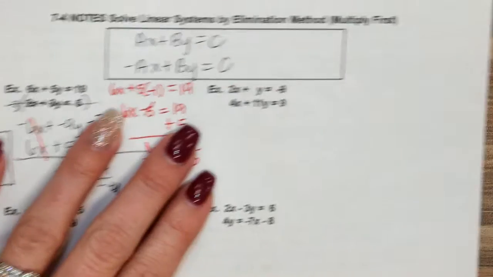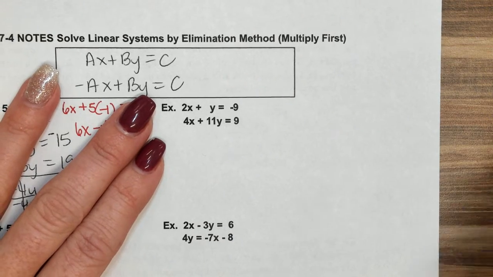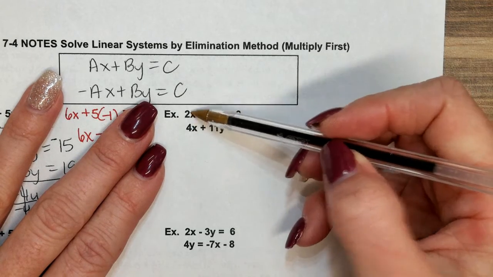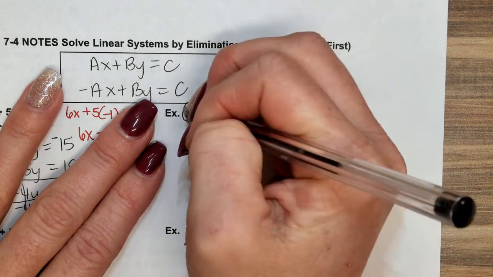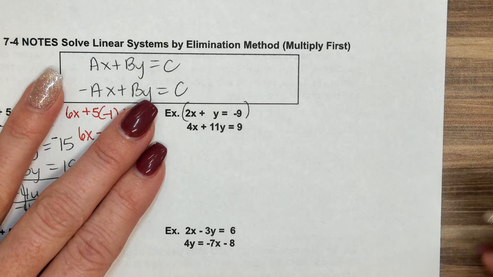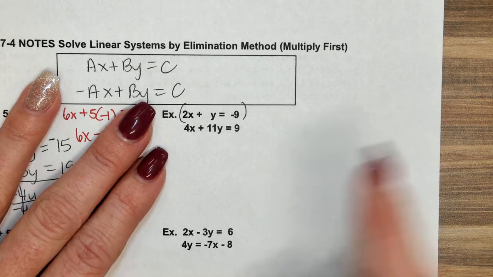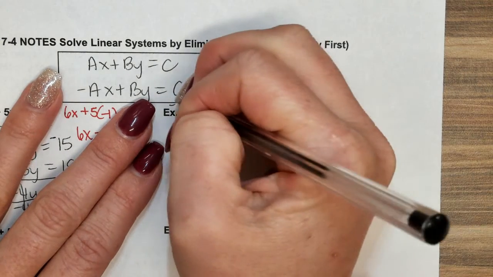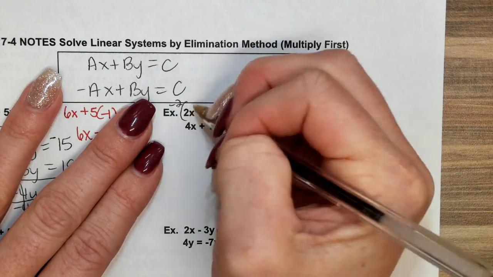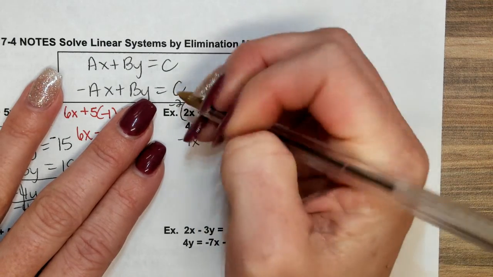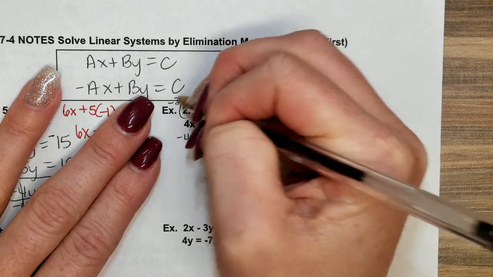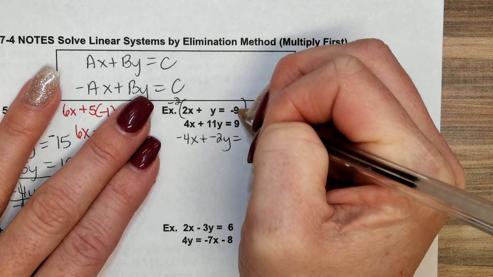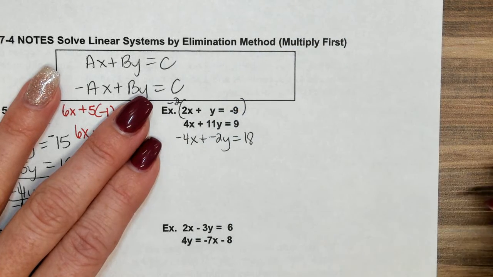Okay, let's try the next example. So on the next example, I cannot eliminate any of these, but I could multiply the top equation by, would I do 2 or would I do negative 2? If you said positive 2, then I'm going to get 4x and 4x, and then it won't cancel out. I need to multiply by negative 2. So negative 2 times 2 is negative 4x. Negative 2, I'm going to put a plus sign. Negative 2 times y is negative 2y. And negative 2 times negative 9 is positive 18.